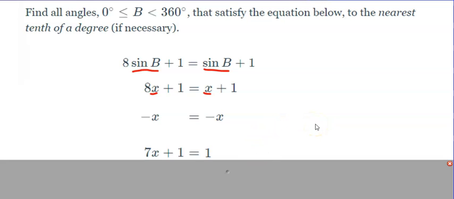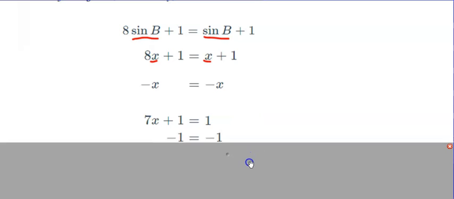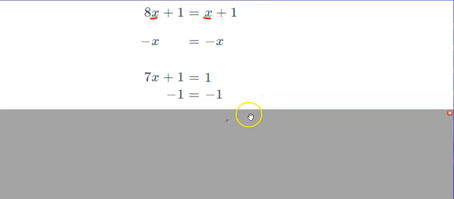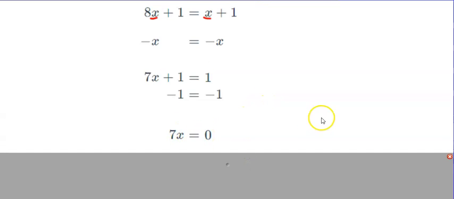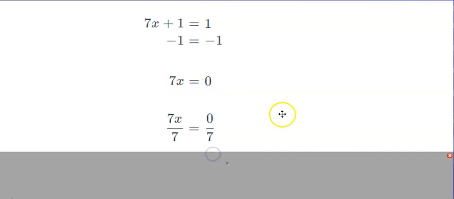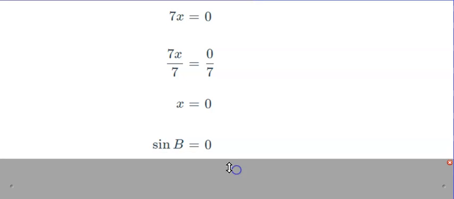Now what we want to do is scroll down, and the next step is to subtract 1 on both sides. When you do that, you get 7x equals 0. The last step would be to divide both sides by 7 in order to get 0. So don't forget that x is really sine b. That's the only tricky part you need to remember: if you replace sine b with the variable, you've got to switch it back once you get x by itself.